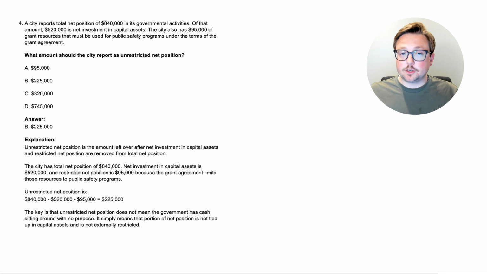So just to make sure that's clear, restricted and unrestricted, they can both be quote unquote restricted for a specific purpose, but something would be restricted if its external restrictions are there, and something would be unrestricted if the restrictions are only coming from inside the government, like management or something like that. So with that, let's go to question 5.